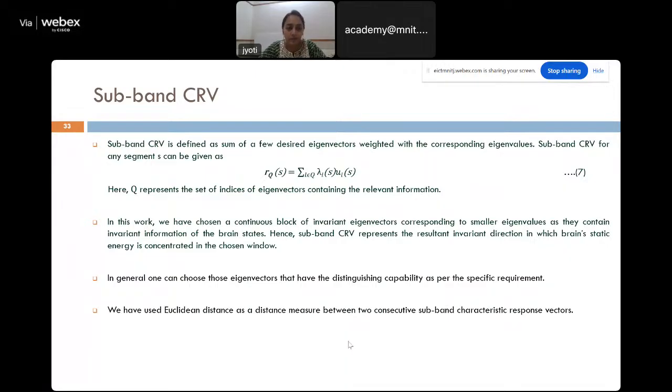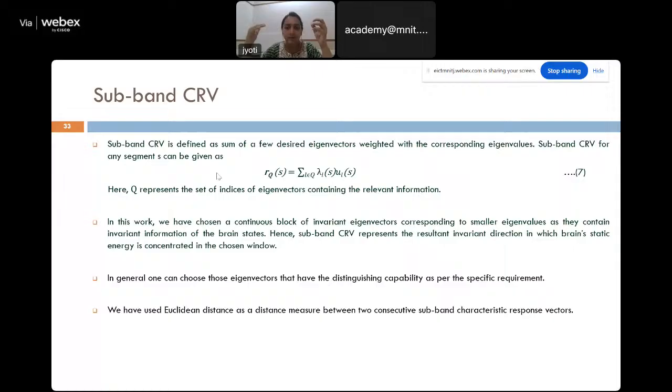Then we have formed the subband CRV vectors, which is obviously summation lambda_i u_i. But in this case, instead of summing all the eigenvectors, we are just summing the eigenvectors corresponding to smaller eigenvalues. We have taken 4 or 8 smaller eigenvalues and those corresponding eigenvectors and found a weighted sum. So that was the subband CRV in this situation.